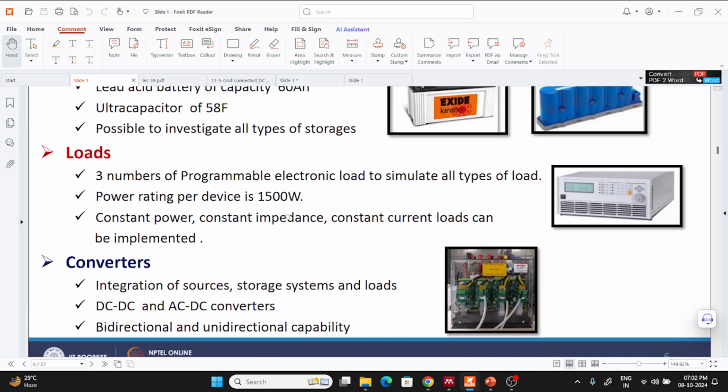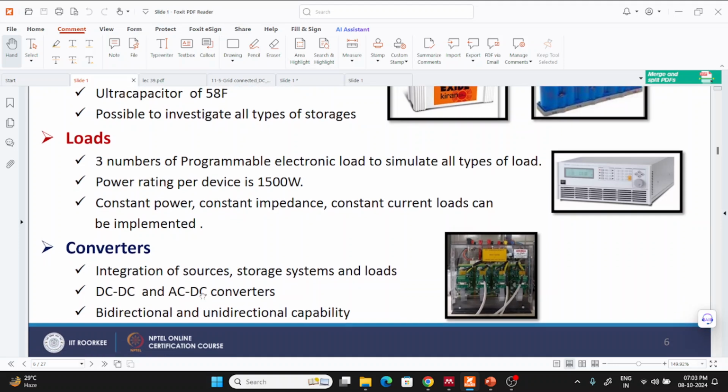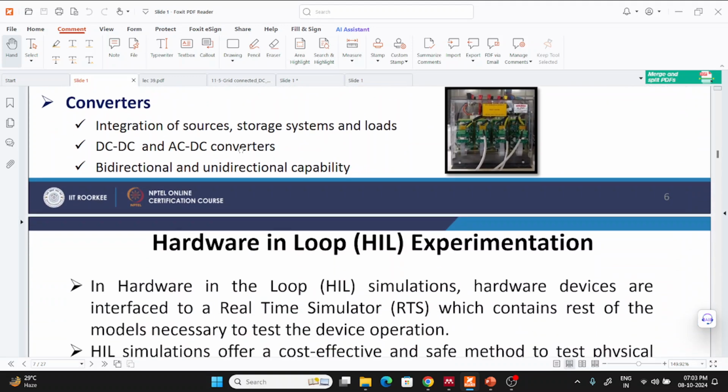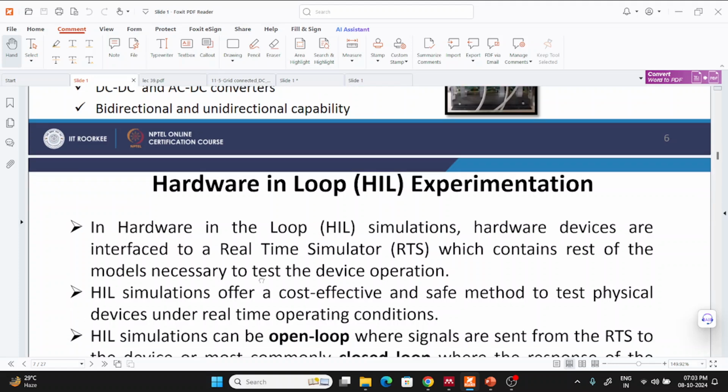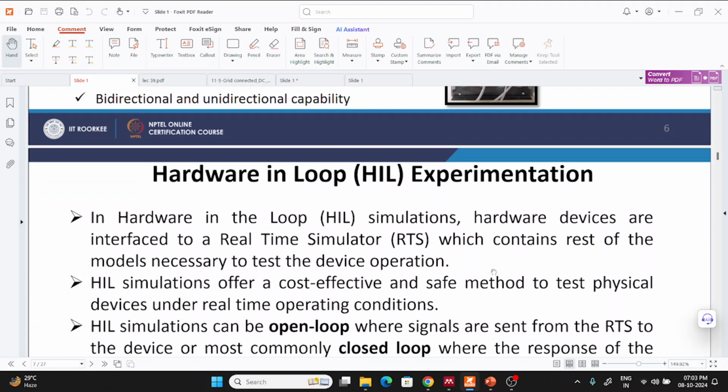Now comes the converters, which help in integration of sources, storage systems, and loads. There are various types of hardware facilities like AC to DC, DC to AC, DC to DC, and they have bidirectional and unidirectional capacity. Now comes the hardware in HIL. In HIL simulation, hardware devices are interfaced to the real-time simulator, which contains the rest of the modules necessary to test the operation.